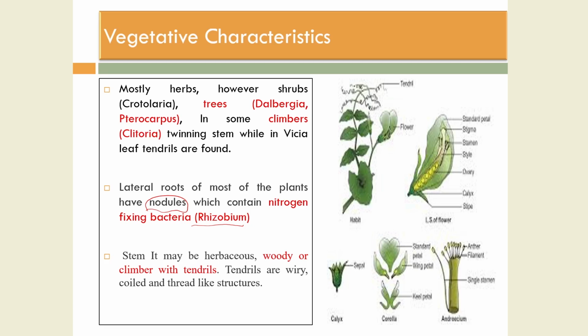So these bacteria are playing a very important role, and that's why leguminous plants are very important, because they fix the atmospheric nitrogen. And due to this, these plants are used in crop rotation also. So this is one of the very important features of leguminous plants, that they have nitrogen fixing bacteria, and they do it by symbiotic association.